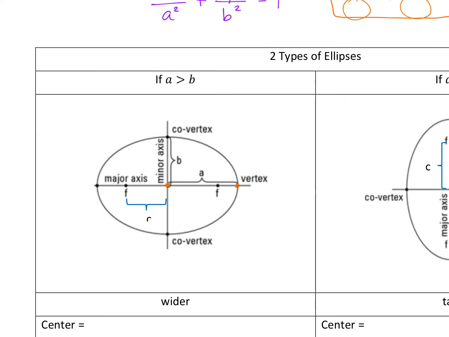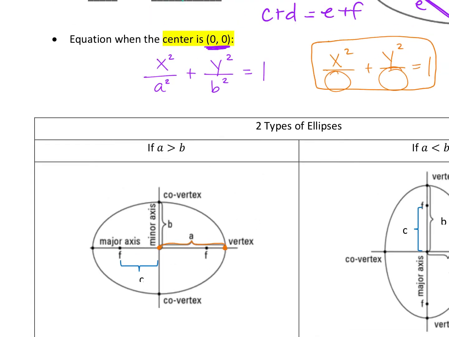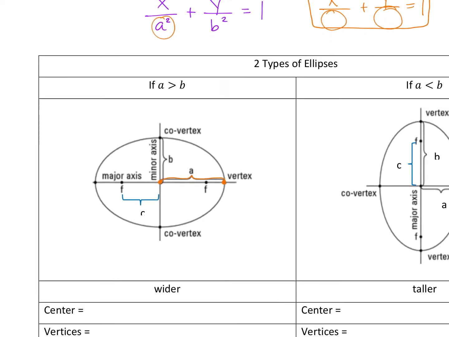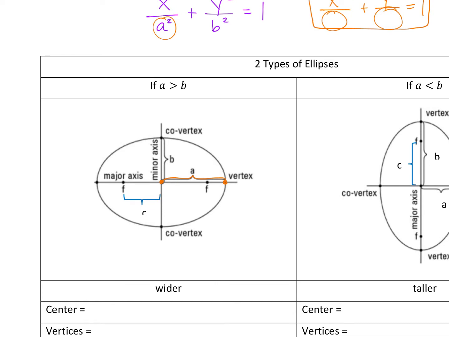Okay, this is called our vertex. The distance from the center to the vertex is your a value. Remember, we had an a value right here. So the distance from center to vertex is A. The distance from your center to, in this case, your co-vertex is your B.